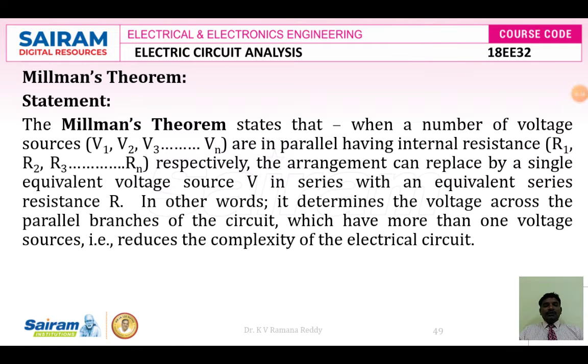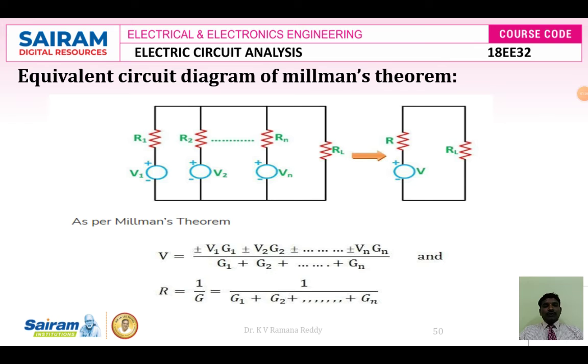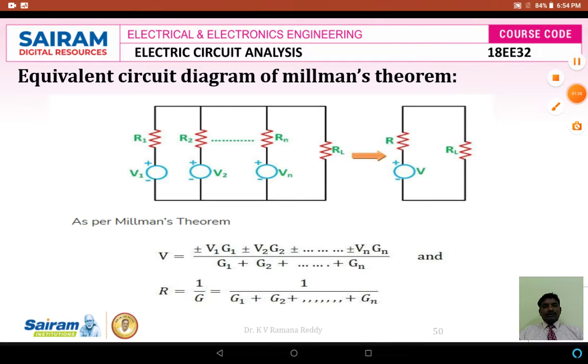Then the voltage source value V is equal to the formula V1 G1 plus V2 G2 plus and so on up to Vn Gn, divided by G1 plus G2 and so on up to Gn, and the resistance R value is equal to 1 by G1 plus G2 plus G3 and so on up to Gn.